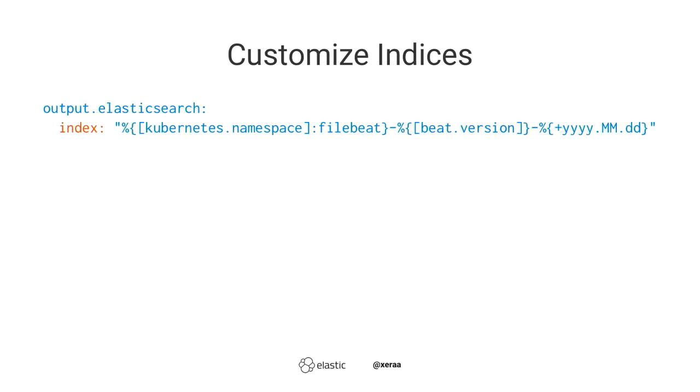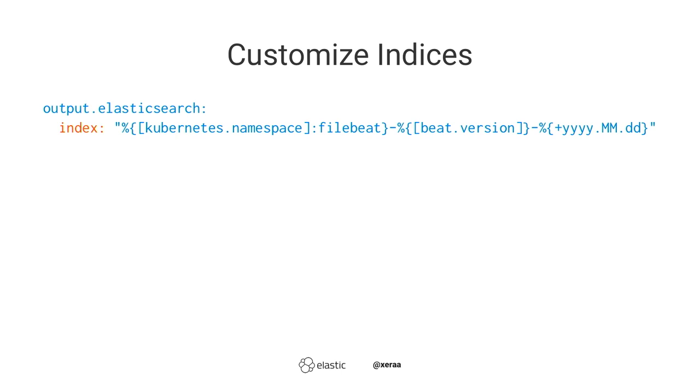You could even customize the indices. For example, you could say we have one index per namespace where we want to log. And this one here is slightly confusing, because if you have a Kubernetes namespace, we will use the Kubernetes namespace. If there is no Kubernetes namespace, we will put it into an index called filebeat. So the colon is not like this and this, but the first one if it exists, or the other one.